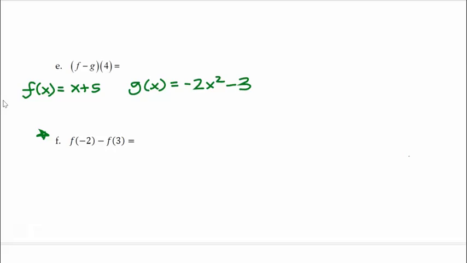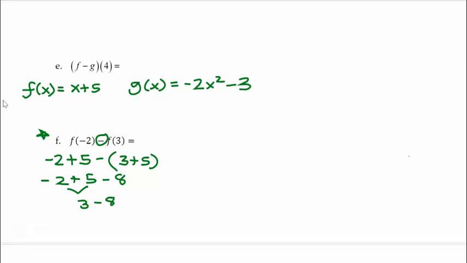So when I put that in there, I've got negative 2 plus 5. And then I need to do minus all of f of 3. So when I put 3 in there, 3 plus 5. Let's simplify what we've got inside the parentheses, which is 8. So I've got minus 8. And then let's combine those together. 3 minus 8 gives me negative 5 for my answer.